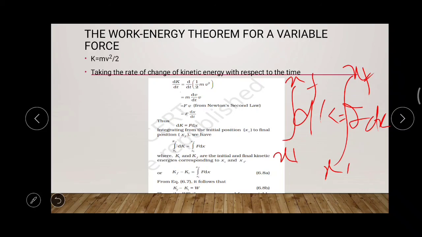So here again we have derived the kinetic energy change, where the kinetic energy depends only on the final point and the initial point. That is, kf minus ki will be equal to the work done. Whatever the value of kinetic energy in between the path, we are not considering at all. Only the kinetic energy at the final point and at the initial point are considered, and that change is equal to the work done.